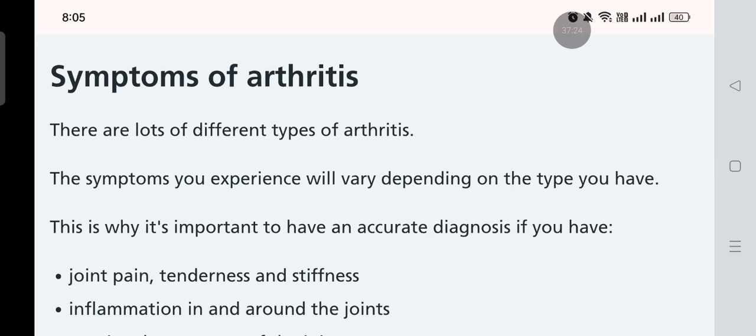Symptoms of arthritis. There are lots of different types of arthritis. The symptoms you experience will vary depending on the type you have. This is why it's important to have an accurate diagnosis.